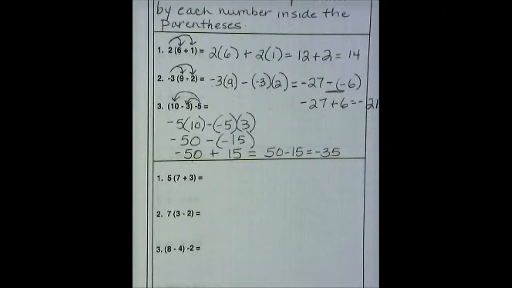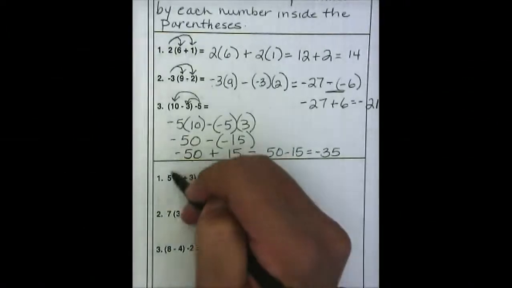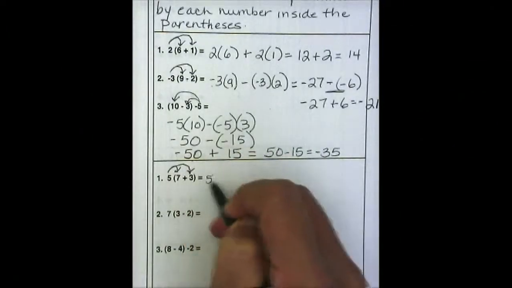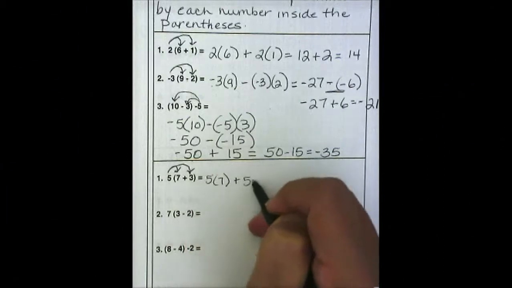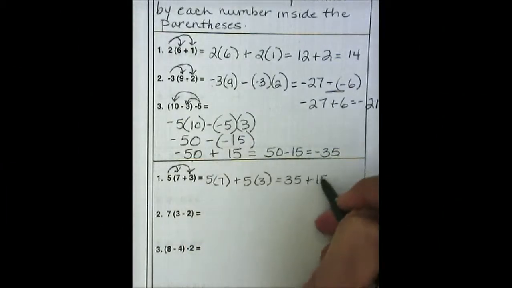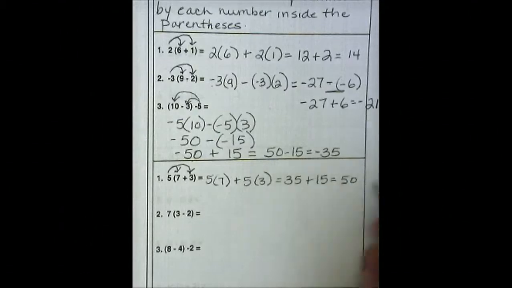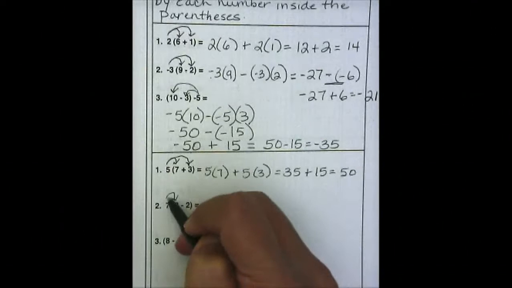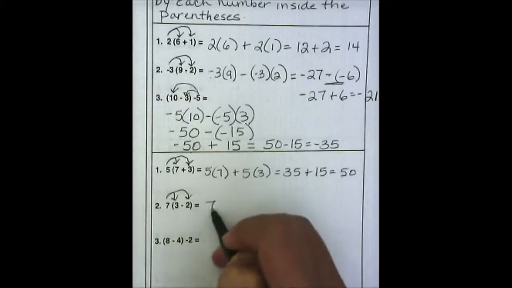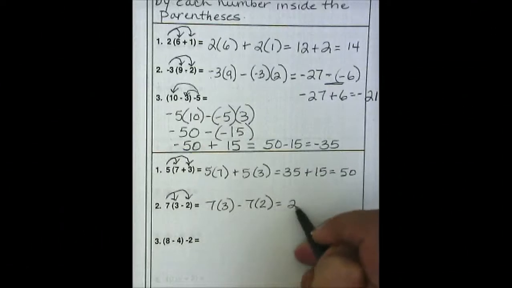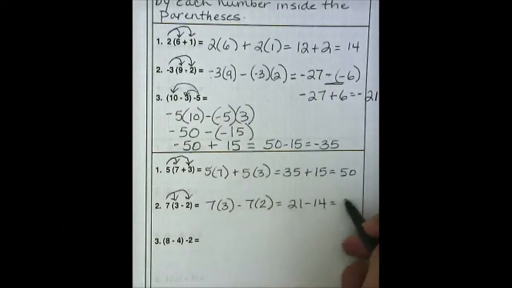Okay, you should be back at this point, and so we're going to go ahead and just look at the answers for the practice problems. We take 5 times 7 plus 5 times 3, so 5 times 7 plus 5 times 3. We get 35 plus 15, so you should have gotten 50 for an answer. On number 2, we're going to take 7 times 3 minus 7 times 2, so 7 times 3 minus 7 times 2 equals 21 minus 14 equals 7.